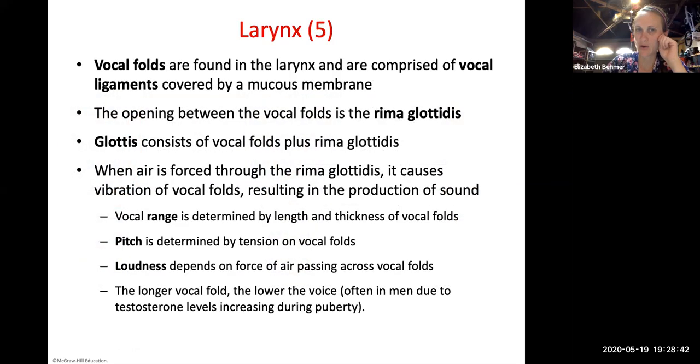Okay. So a little more about the larynx. Your vocal folds are found within the larynx. They're comprised of vocal ligaments covered by a mucous membrane. There's the opening, it's called the rima glottidis. The glottis itself consists of the vocal folds plus that rima, which is the opening. Air gets forced through the rima, and it causes the vocal cords to vibrate. And that's what results in production of sound.